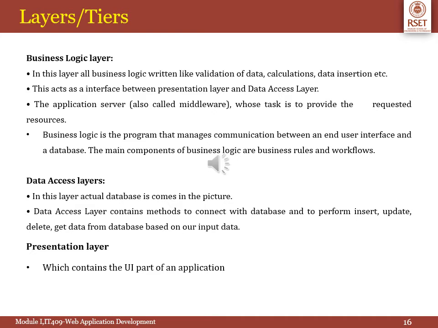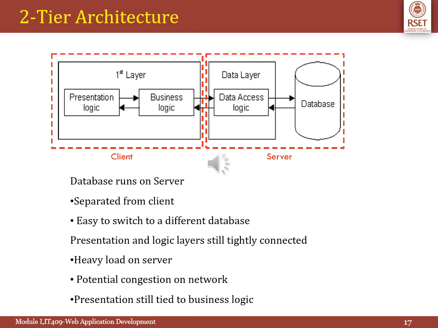part of an application. The second type of architecture that a web application follows is a two-tier architecture, where the databases run on the server and the presentation logic and the business logic run on the client. The presentation and the logic layers are tightly connected. The main disadvantages of this two-tier architecture are the heavy load on the server, potential congestion on the network, and the presentation still tied to the business logic.